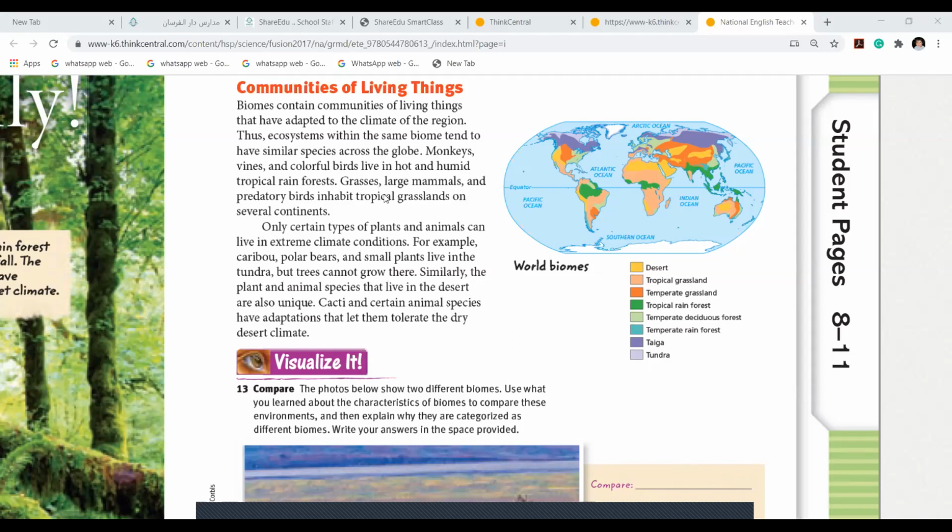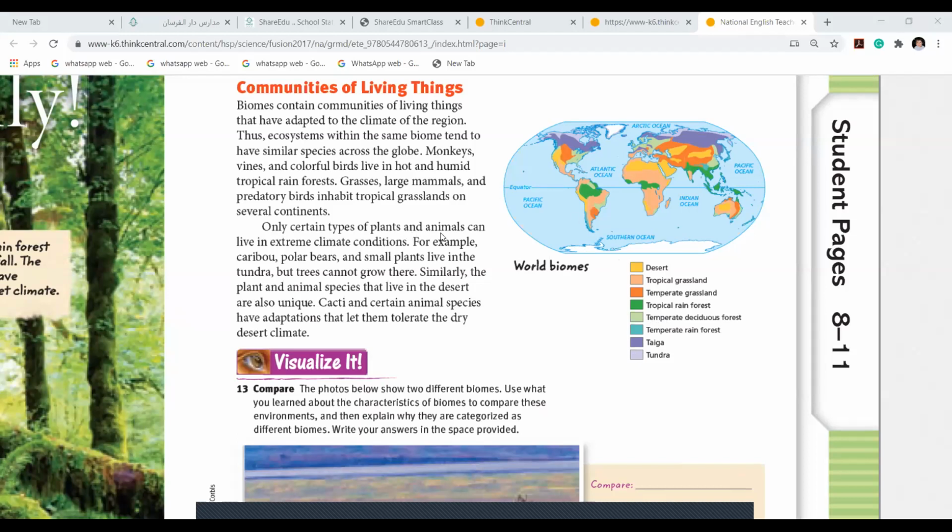Monkeys, vines, and colorful birds live in hot and humid tropical rainforest. Grasses, large mammals, and predatory birds inhabit tropical grasslands on several continents. They have shown you, girls, the different colors here in the map. Tropical rainforest is colored green. Desert is colored yellow. Taiga is purple, tundra is almost white, which shows that it's full of snow. Temperate means they have different temperatures: summer is hot or warm, and winter is cold.